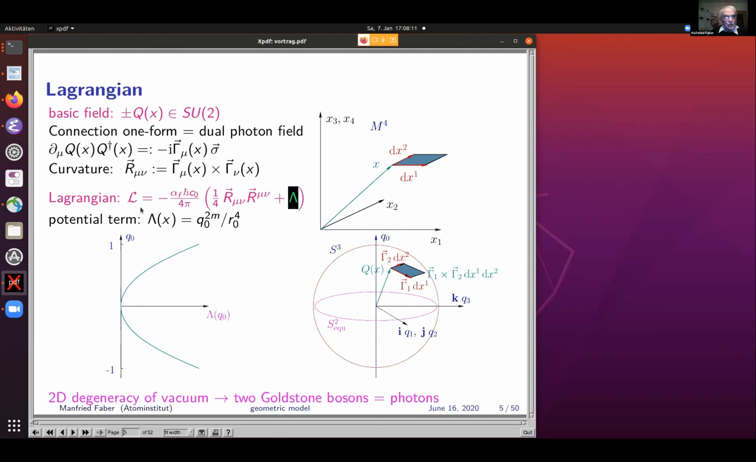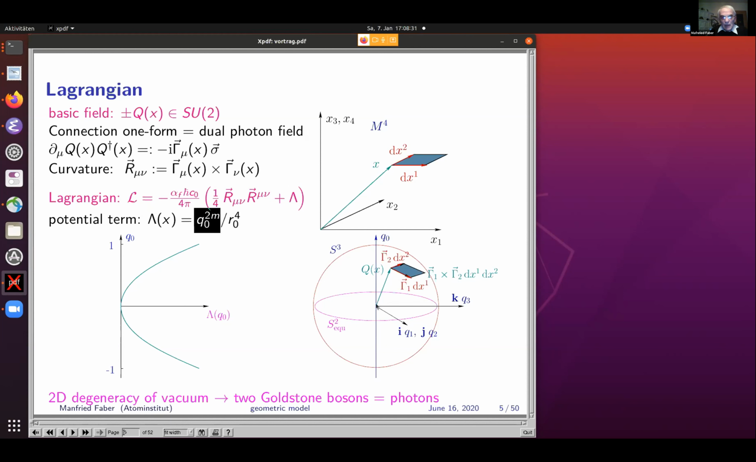The potential term is defined as the following. Lambda is Q0 with some even power. I'm using the 6th power, Q0 to the 6 over R0 squared. I have to introduce a scale R0, which is the size of the electron.